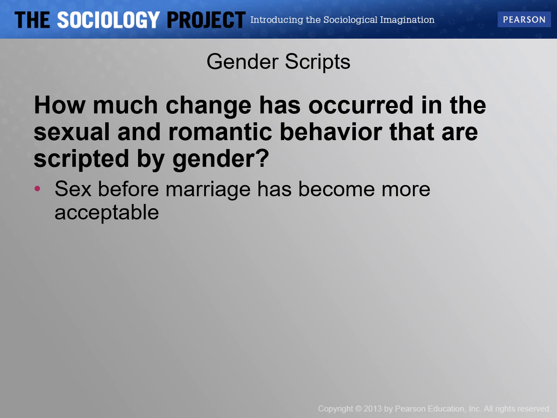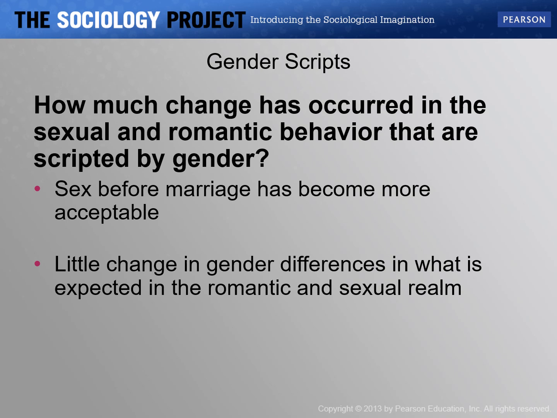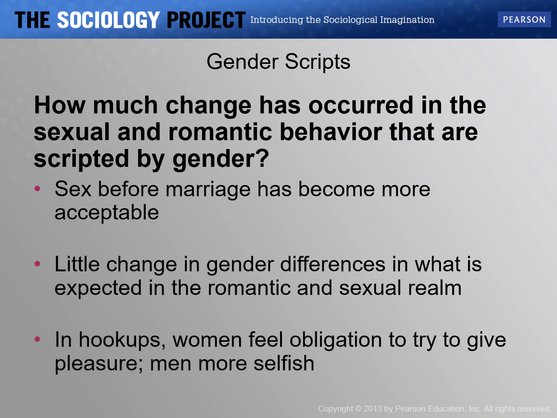An example is that sex before marriage has become even more acceptable. There's a little change in gender differences in what is expected in the romantic and sexual realm. And in hookups, women feel obligation to give pleasure and men tend to be more selfish, although that's not always the case.